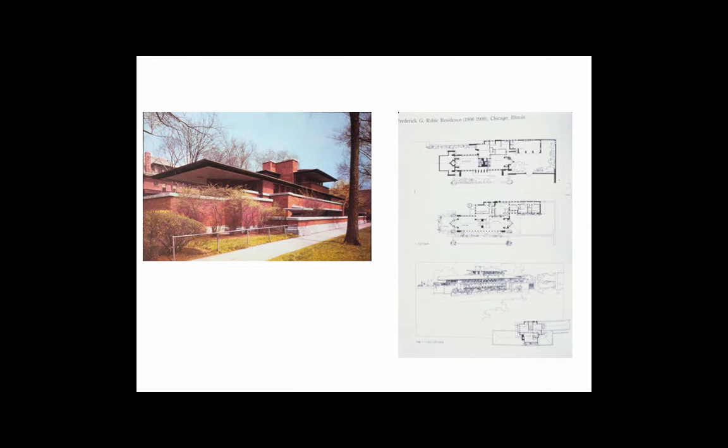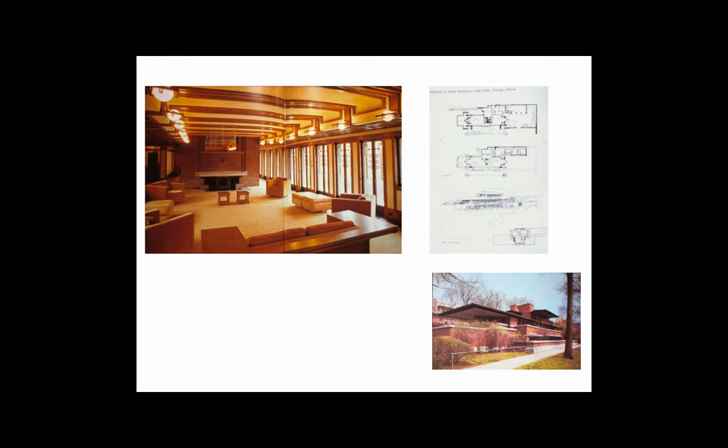So here's the Roby house with the stair, mechanical, and chimney in the center, and then the spaces flowing around it, the open plan. Well, there's the living room, and we flow around and through the chimney core to the dining room. This is modern furniture, it's not Wright's furniture.